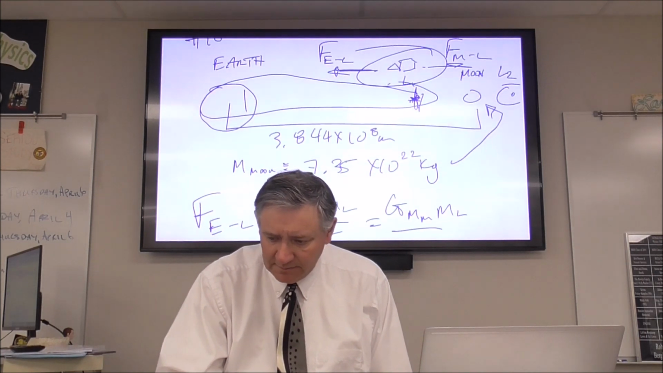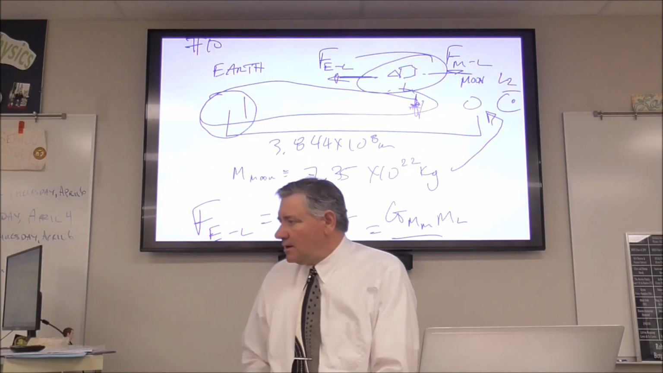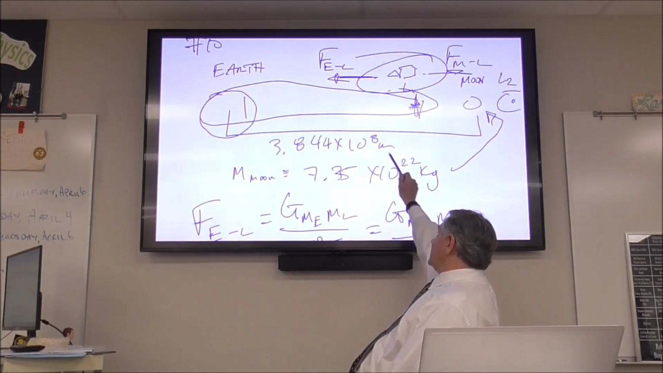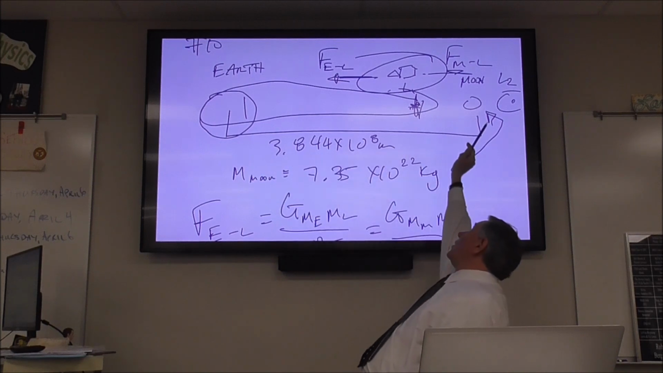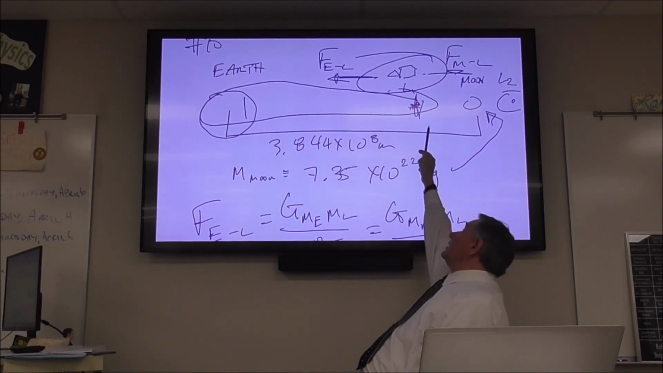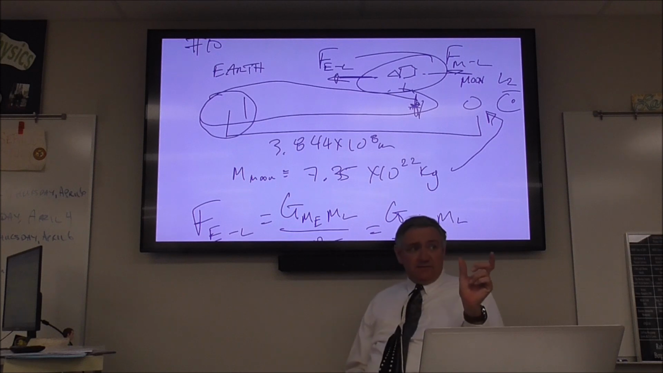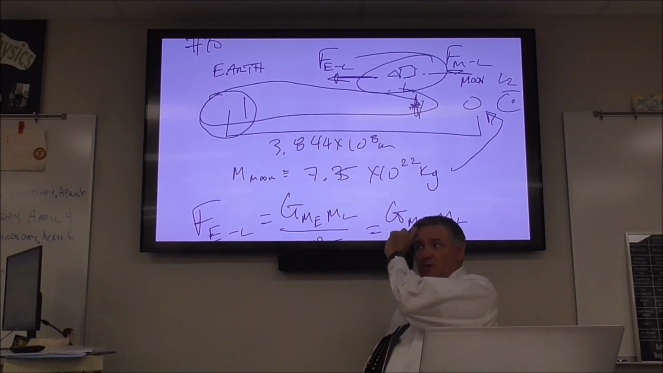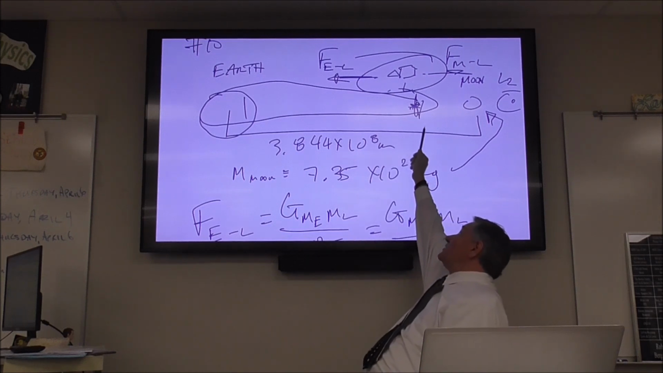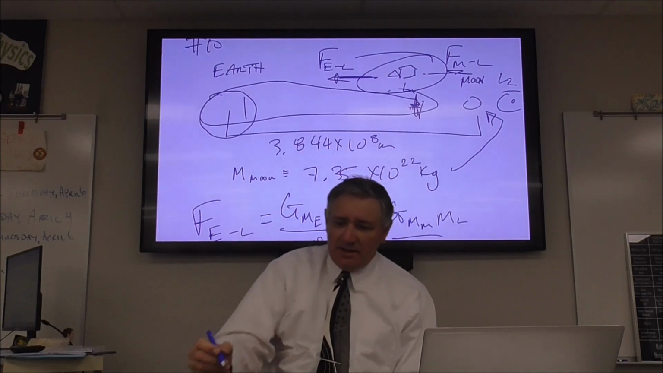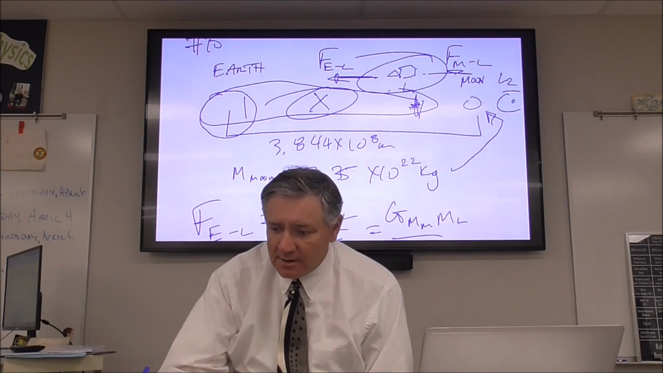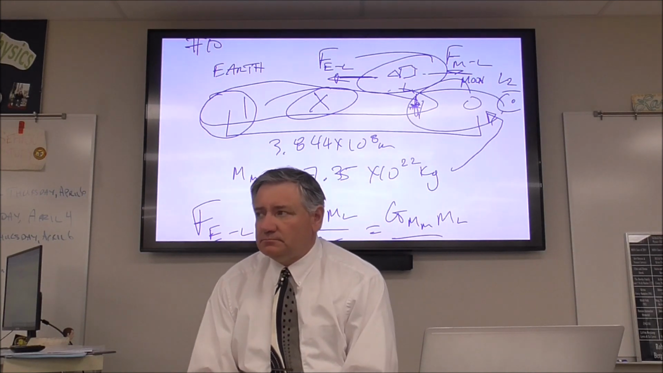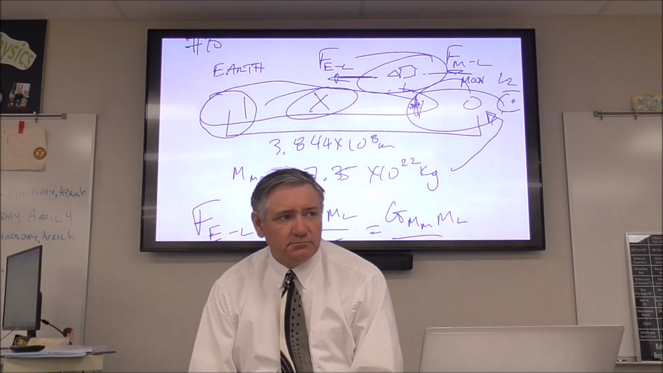Now, here's the story. This 3.844 times 10^8 meters is the distance from the Earth all the way to the Moon. What we did, and this is what I want you to think through, is we said this distance here is x. So what's left over? How much is left over?